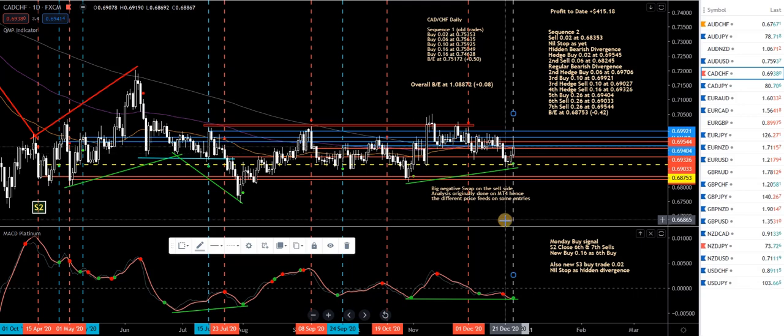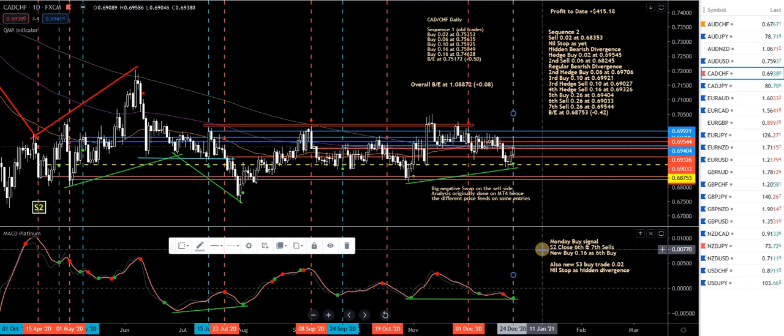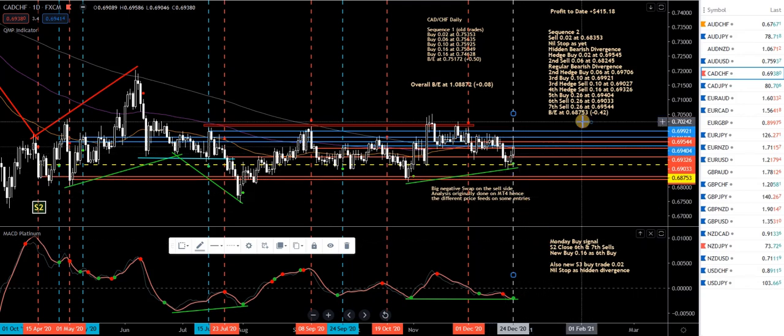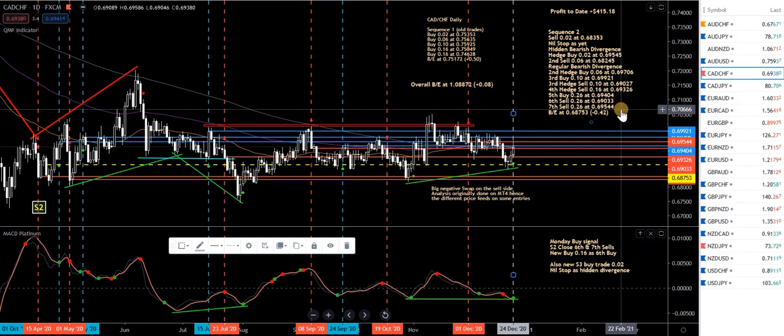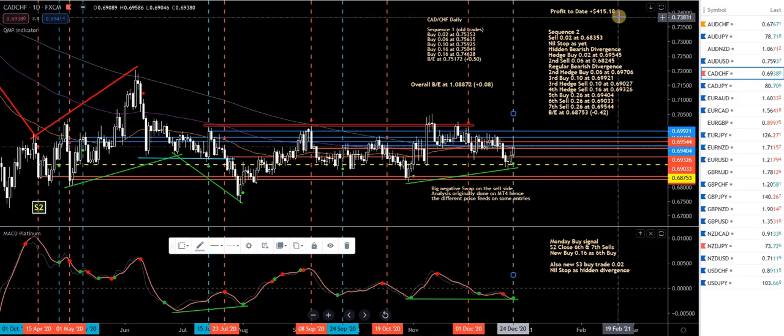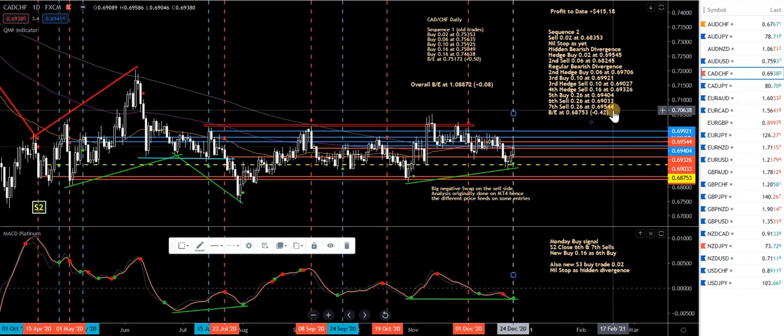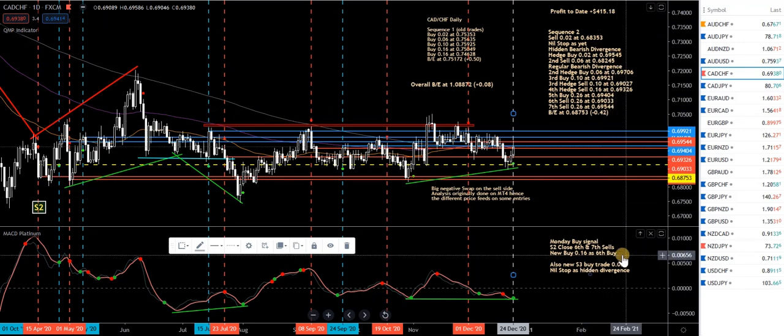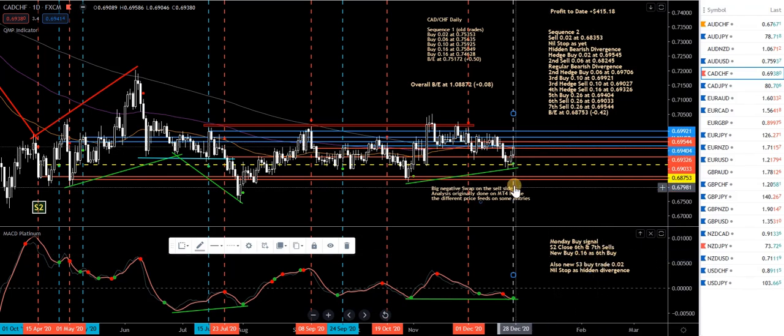So Monday there'll definitely be a buy signal there. You can see here, sequence 2 closed the 6th and 7th sell trade, so 6 and 7. That'll give me a small loss of probably about $30, $40. It just comes off that profit there, no big deal. Then I'll take a new buy, new 6 buy trade for 0.16.